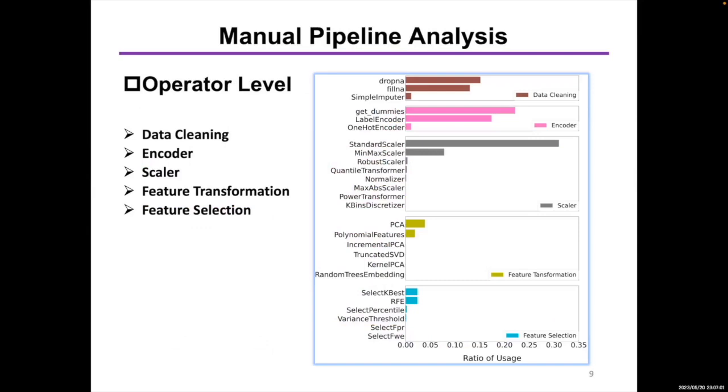To analyze manual pipelines, we classify the data preparation operations as data cleaning, encoder, scaler, feature transformation, and feature selection. And we crawled 800 notebooks from Kaggle and analyzed the usage rate of some data preparation operations. We can find that users are only willing to use a few operations, such as StandardScaler and getDummies, whose usage is close to 30%. Most operators are rarely used, with usage less than 10%.